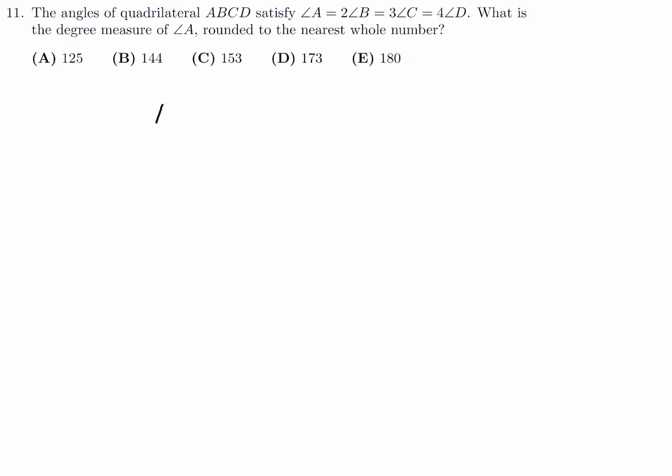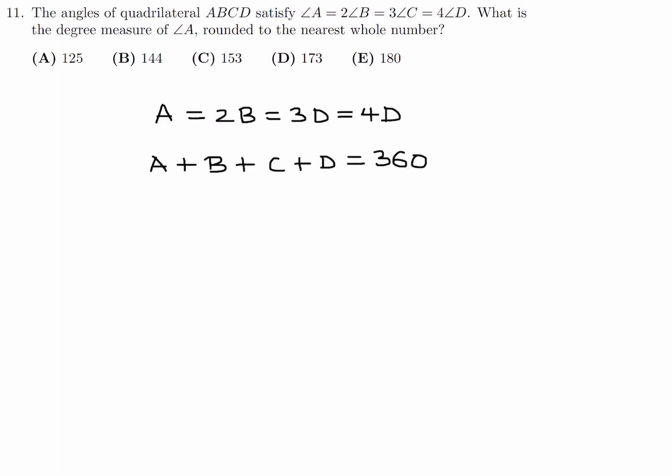Well, the angles have a relationship as shown in the question stem. And we know that in a quadrilateral, the sum of all the angles will be 360. A quadrilateral is essentially just two triangles. So since a triangle is 180 in terms of the sum of the angles, a quadrilateral will be 360. So let's solve for this.